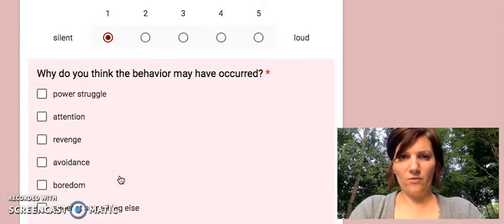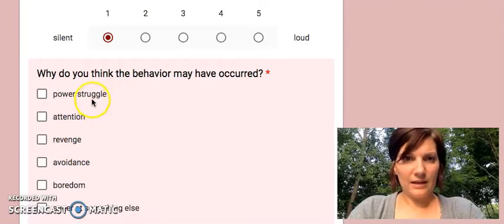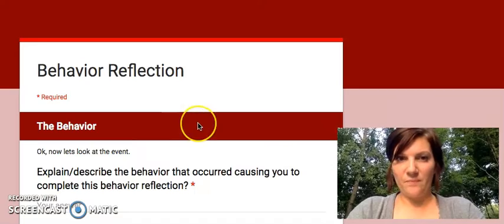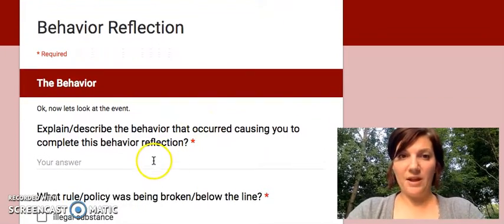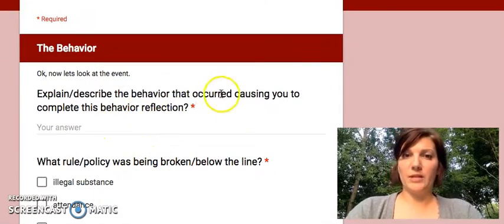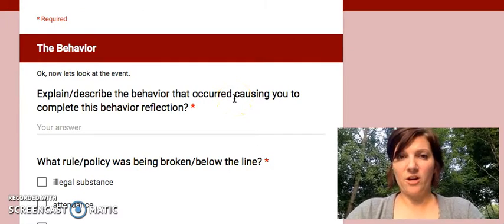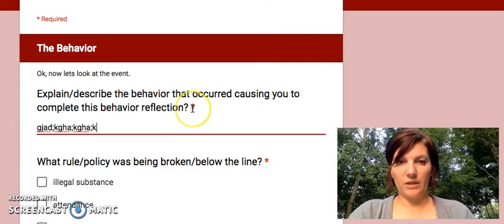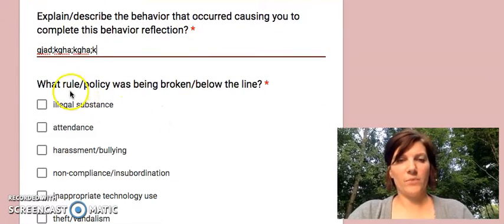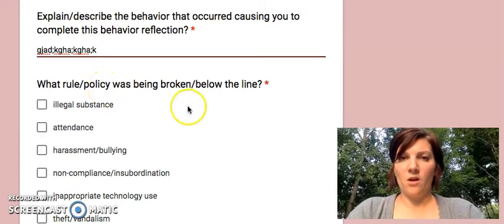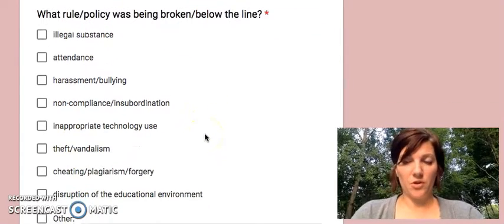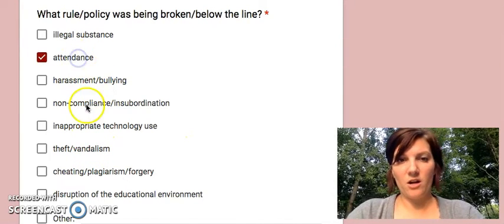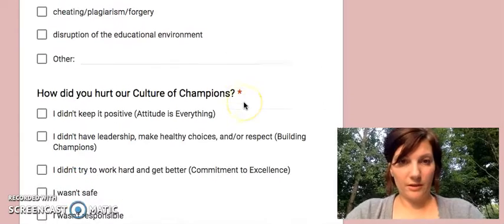Okay, so once they kind of go over that antecedent, I see I should have clicked one here and didn't. Sorry about that. Now we'll go through the actual behavior. So now the student is going to be able to explain or describe the behavior that occurred, causing them to fill out this section. So I'm just going to make something up so we can keep moving. It is a required question. This says what rule or policy was being broken or was below the line. So trying to tie into those culture of champions. Maybe I was tardy. Whatever it was, I'm going to click there.